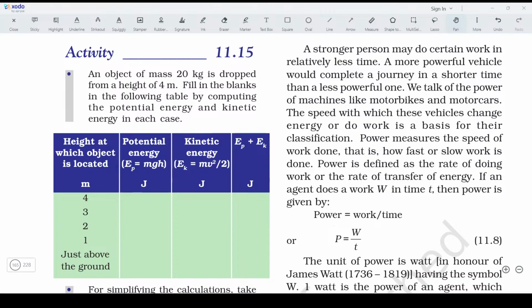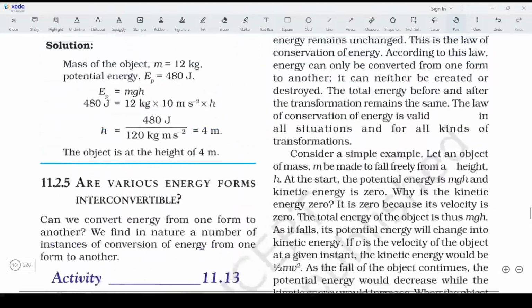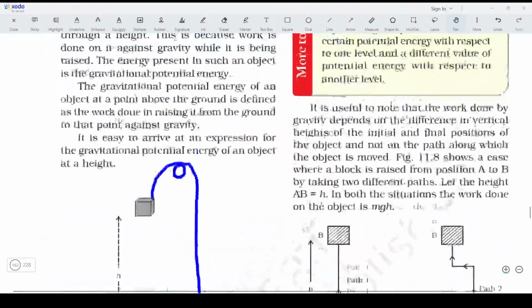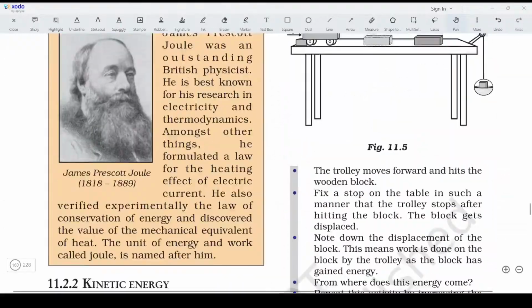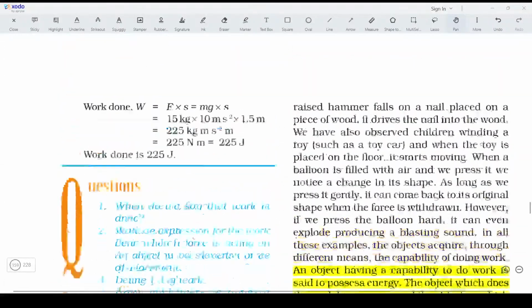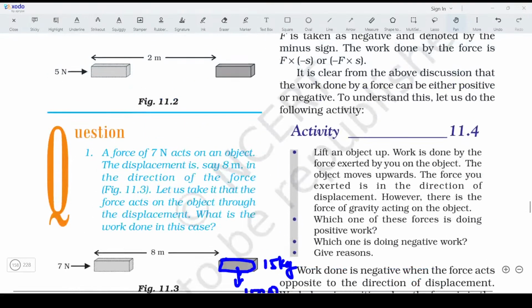2 kg object. 1 kg object, 1 meter you have to move. 1 joule. 1 kg object, 1 meter you have to move. 1 joule. Okay, so work done. Okay, earlier we had done that.